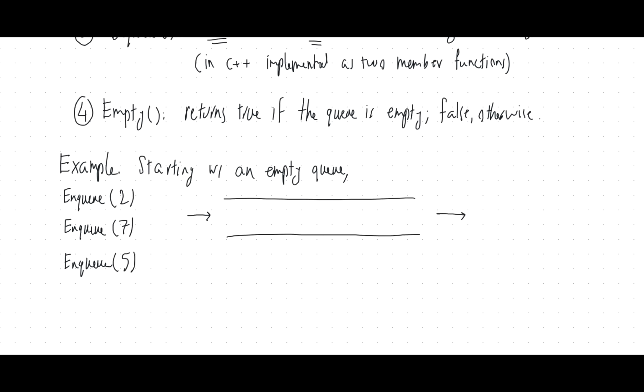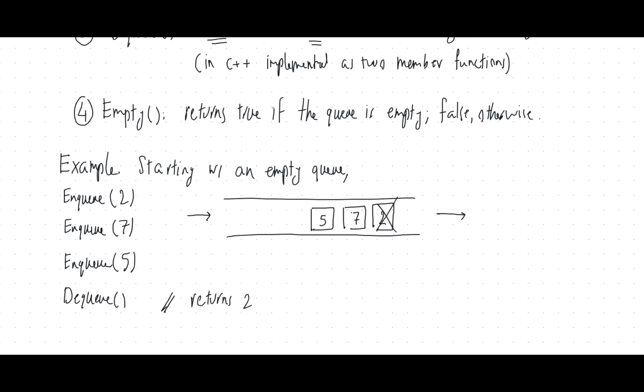So we push 2, so 2 goes here, and then we push 7, so 7 goes here, and then we push 5, 5 goes here, right? So 5 is the last person that is added to the queue, 2 is the first person, and obviously if we pop or DQ, 2 will be removed and returned. So if I DQ now, it returns 2, and also it removes it from the queue, right?